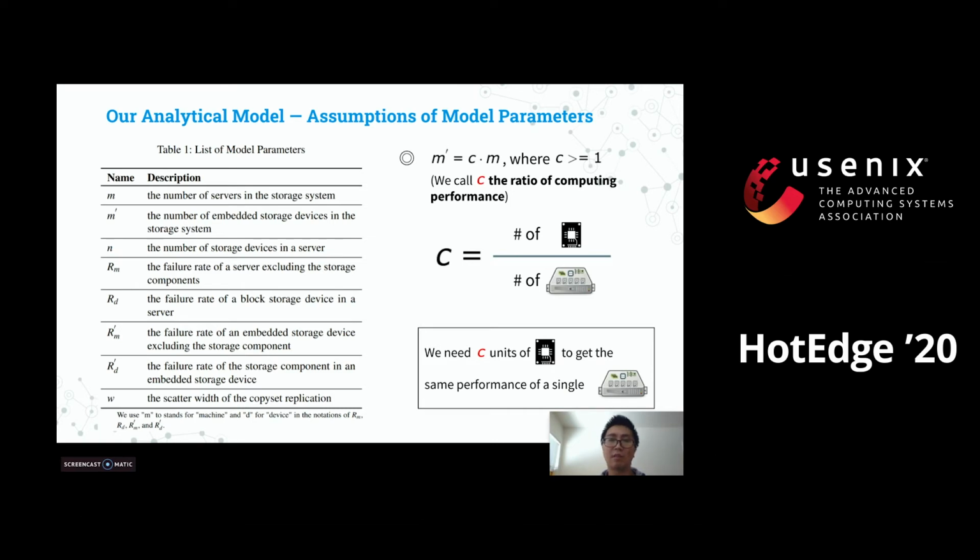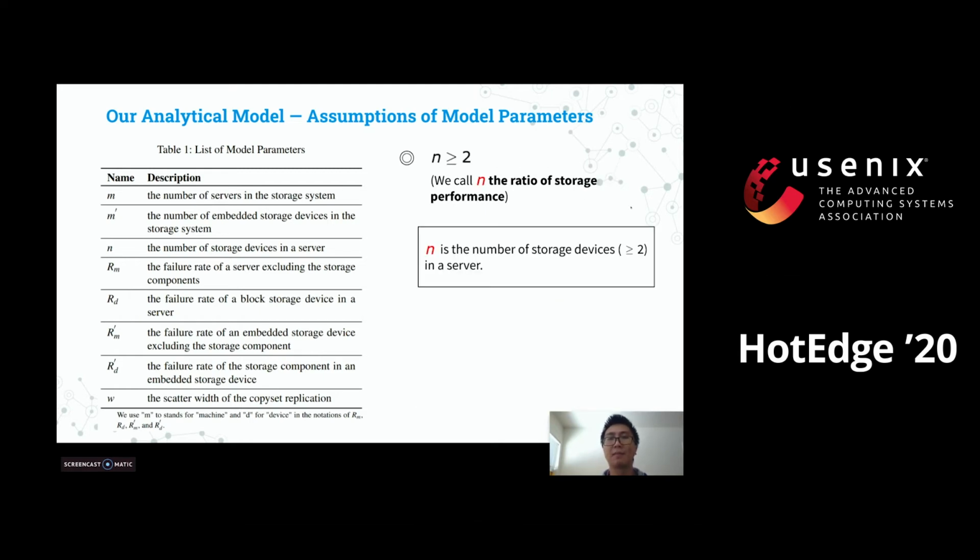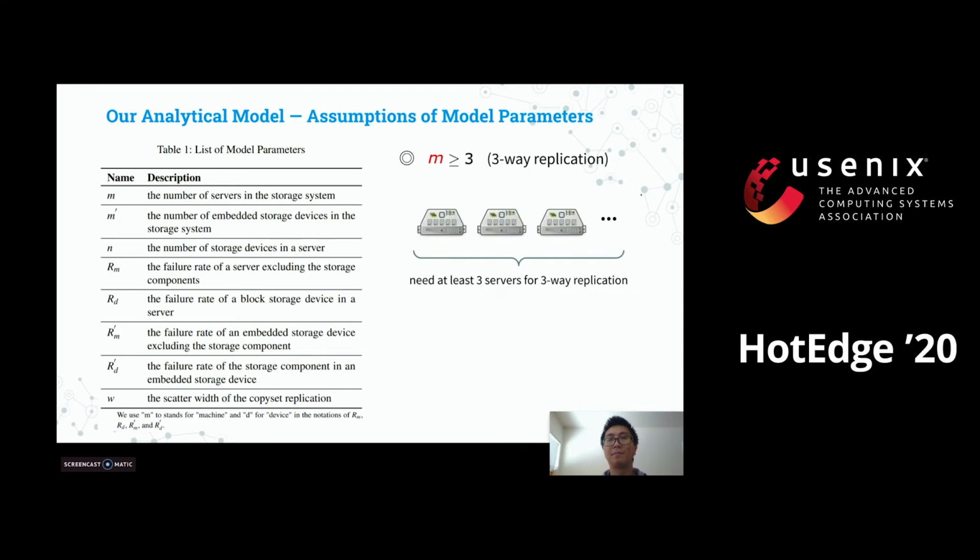Then we have C, which is the ratio of computing performance, defined by the number of devices in the embedded storage system over the number of servers in the server-based storage system. Another way to understand C is that we need C units of devices to get the same performance as a single server. Then we also require that the number of storage devices per server be greater than or equal to 2. And finally, we assume there will be at least 3 servers in the server-based storage system because we're going to do 3-way replication.